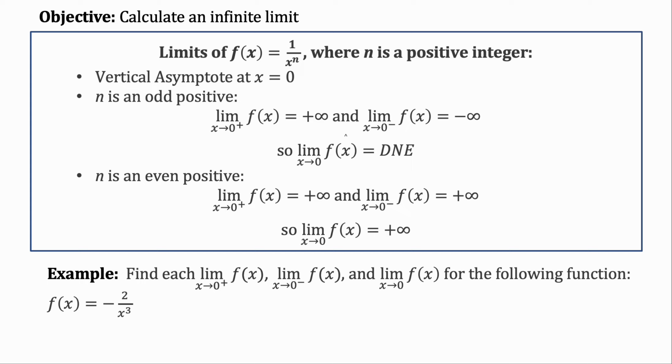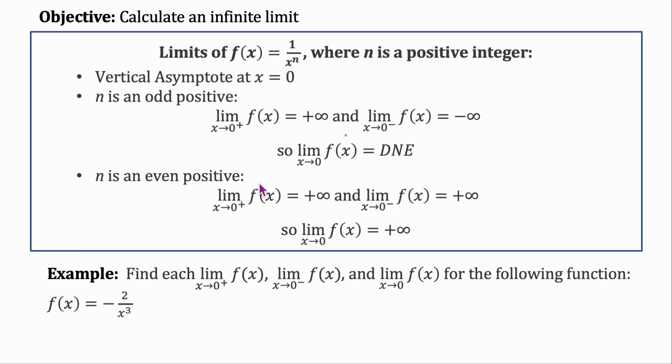So let's talk about what happens if that power is an odd positive versus an even positive. If it's an odd positive, then as we approach 0 from the right, we're going to go up to positive infinity. But as we approach 0 from the left, we are going to go to negative infinity. So the limit at 0 would not exist. You could just write DNE for does not exist.